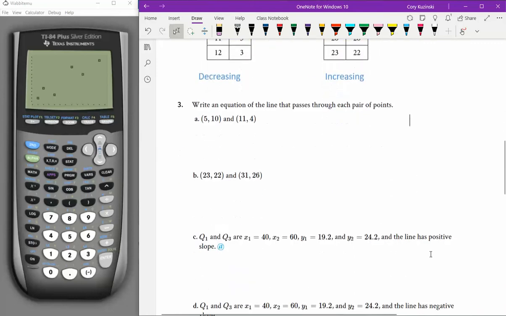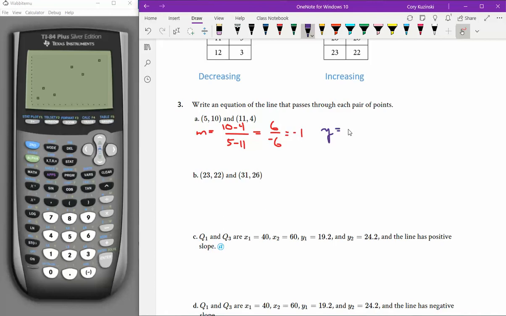All right, 3, write the equation of a line that passes through each pair of points. So the first thing we got to do is figure out the slope. So I'll do change in y, 10 minus 4, over change in x, 5 minus 11. That'll give me 6 over negative 6, or just a slope of negative 1. For the equation of that line, I can use either of the 2 points. I'll just use the first one.